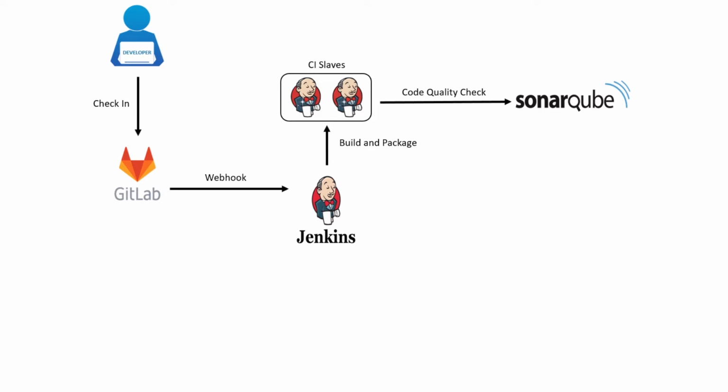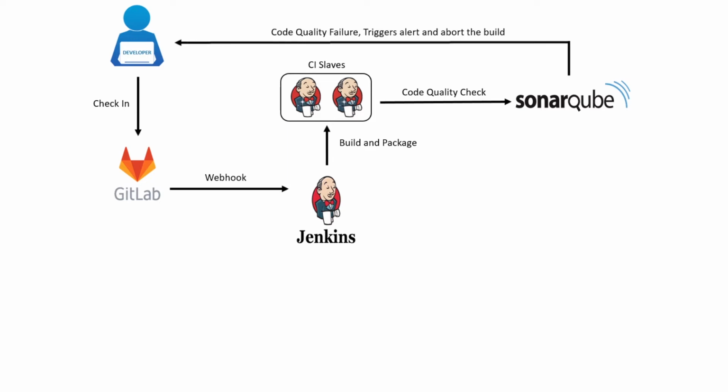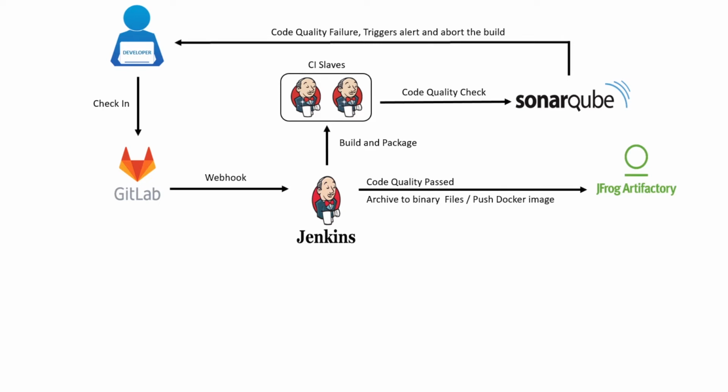When the code doesn't meet the quality standards, an alert mail will be triggered to the development team, and the pipeline will be aborted. Once the code meets the quality standard, the archived Java application package will be pushed to the JFrog Artifactory repository. The Docker image will be built and pushed to the JFrog container registry.